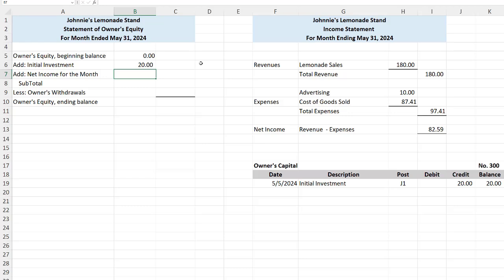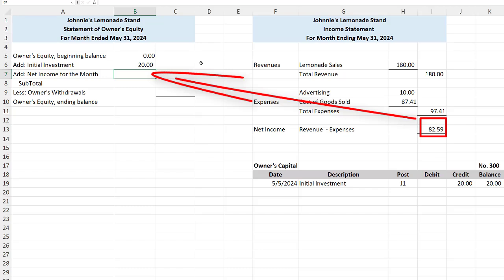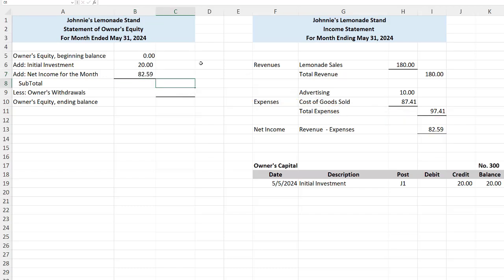His net income for the month was $82.59. Adding the $82.59 to the $20 gives him an owner's equity of $102.59. Because Johnny didn't make any withdrawals during the month, his ending owner's equity balance is $102.59.